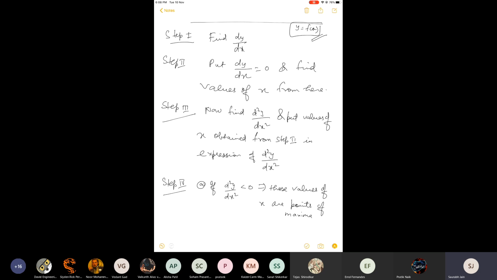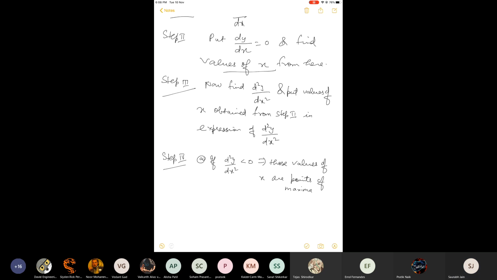Means you will find dy by dx, put it equal to 0, and you will get some values of x. Then you differentiate the function for the second time and put the values of x obtained from step 2 in the expression of d2y by dx square. So there are three possibilities. Either you will get negative values for d2y by dx square, or you may get a positive value, or it is possible that d2y by dx square becomes 0. For those values of x for which d2y by dx square becomes negative, those values are points of maxima.